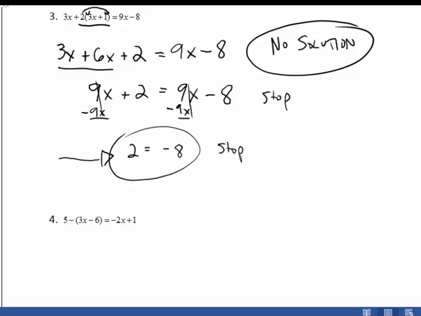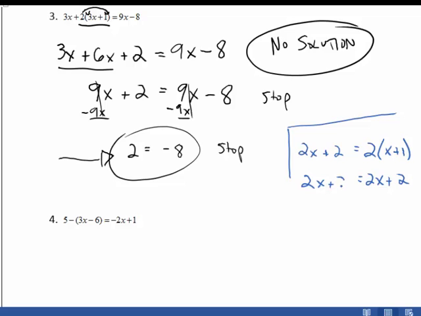Okay? You may see problems where you do that work. Let me just give you a real basic example. Let's say I have something like this. Just real basic for the sake of time. Solve. So the first thing you do, you would distribute. Okay? And then this is a case where you get the same thing on both sides. You could do the next step, subtract the 2x, and you get 2 equals 2.